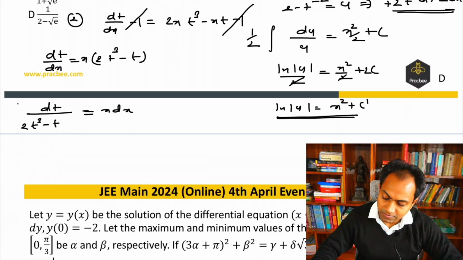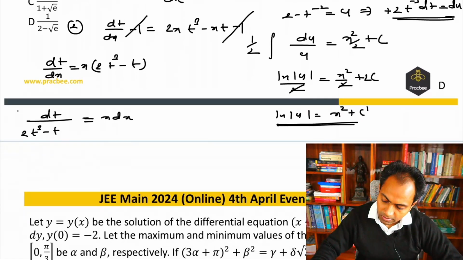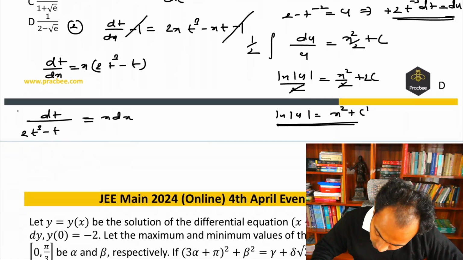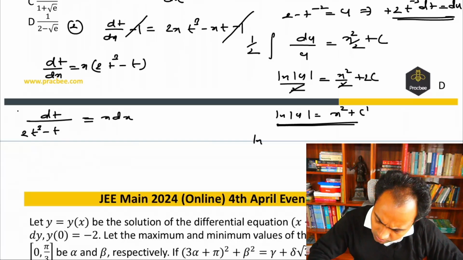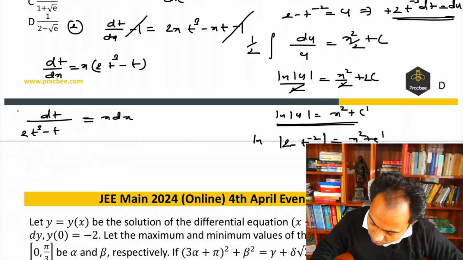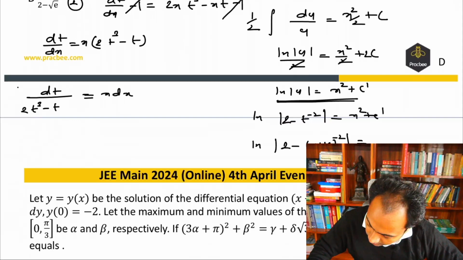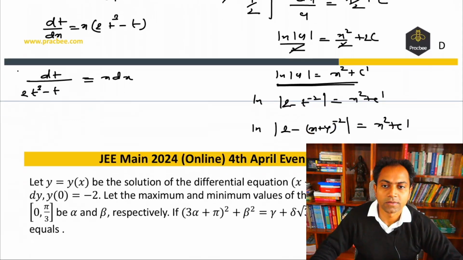Now let us resubstitute all the old values. So the first one was the value of u. So we will directly put the value of u. So 2 minus t raised to the power minus 2, mod of this, is equal to x square plus c dash. And now we will also put the value of t here, that is x plus y. And this is the answer that we are getting.